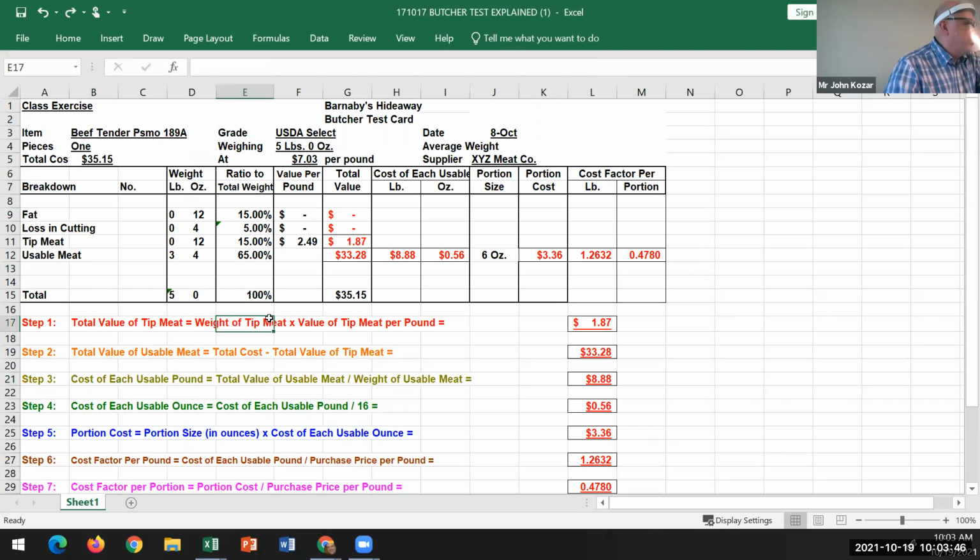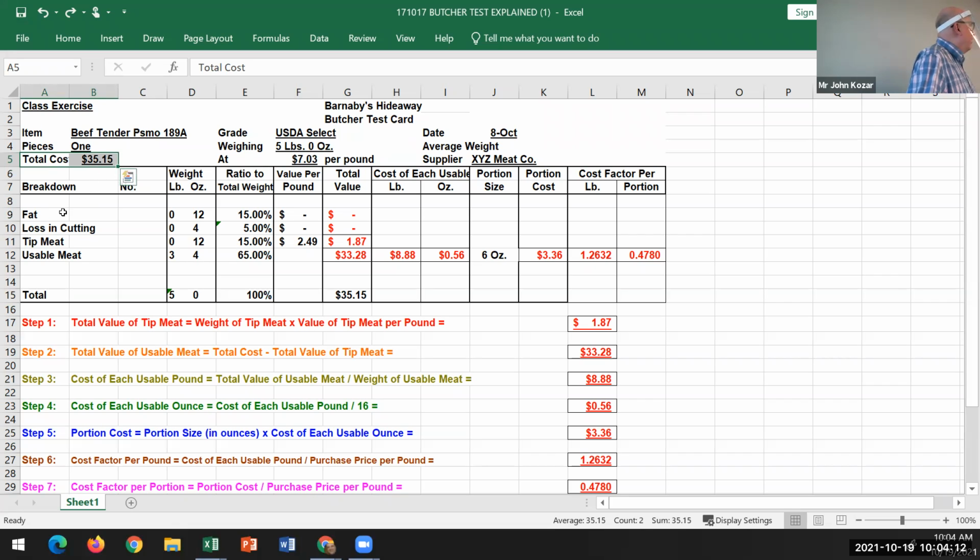Okay, so the butcher test card. I think this was the example sheet that we had. We're buying a beef tenderloin. This is a small one. It weighs 5 pounds, and the purchase price is $7.03 per pound. So the total cost is $35.